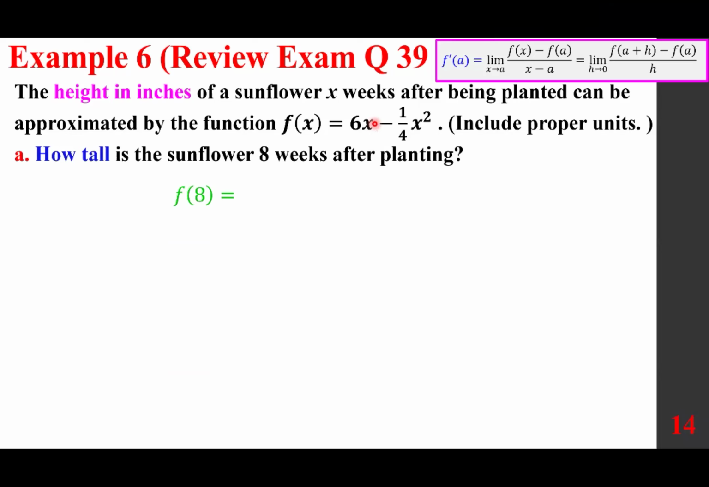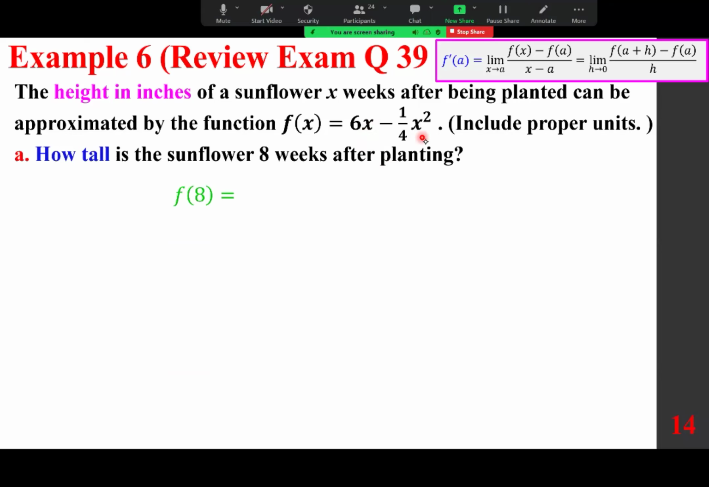So 6 times 8 minus 1/4 times 8 squared. This is, of course, 48. This is 64. 1/4 of it is 16. The result is 32. And the units, 32 inches.